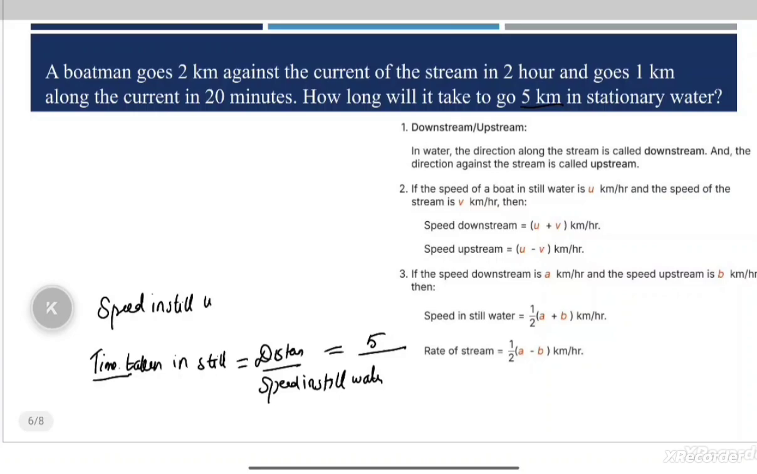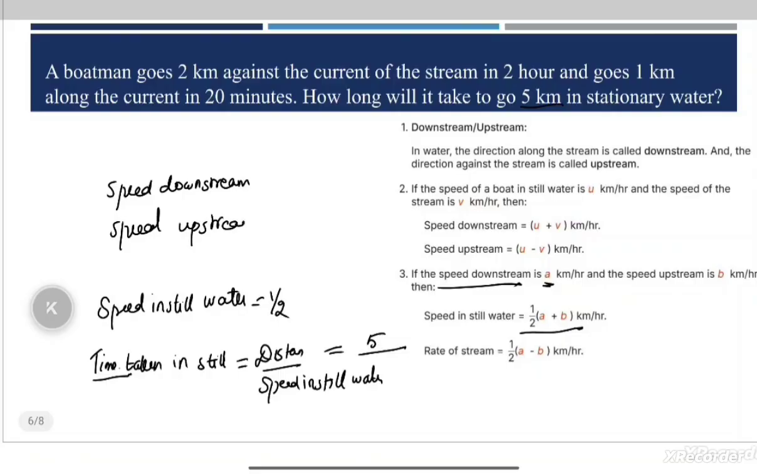1 by 2 into (a plus b), where a is speed downstream and b is speed upstream. So you need to find what is your a and what is your b. So what is given: a boatman goes 2 kilometers against the current. So against the current means he goes up, okay, upstream. So distance is given and the time is given.